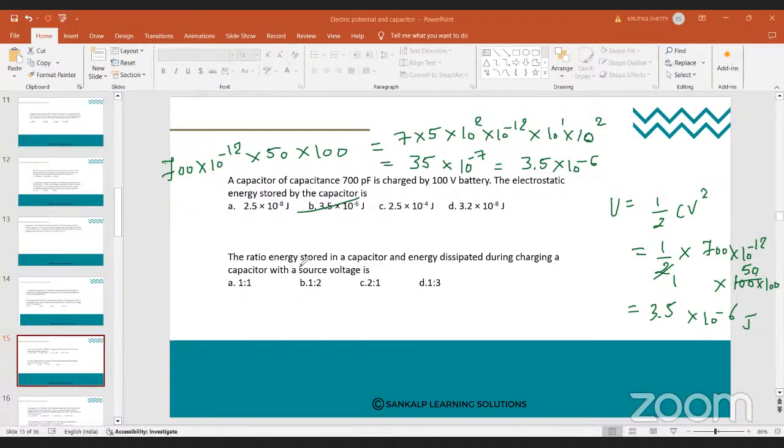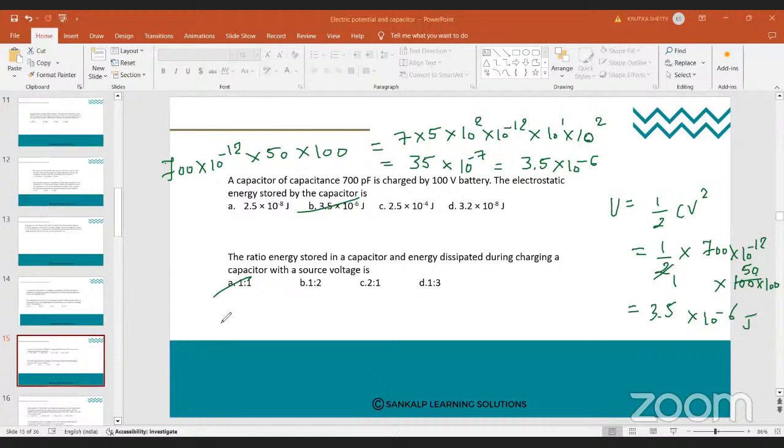Okay. Go for the last question for today's class. The ratio of energy stored in a capacitor and energy dissipated during charging a capacitor with a source of voltage is, here the answer is 1:1, option A.